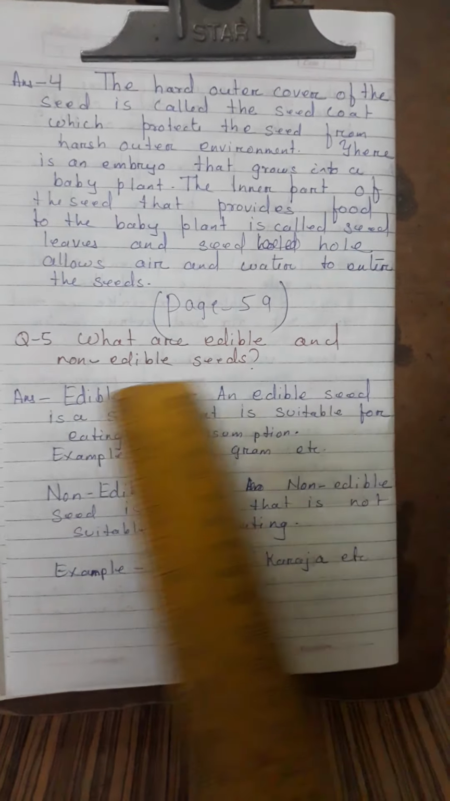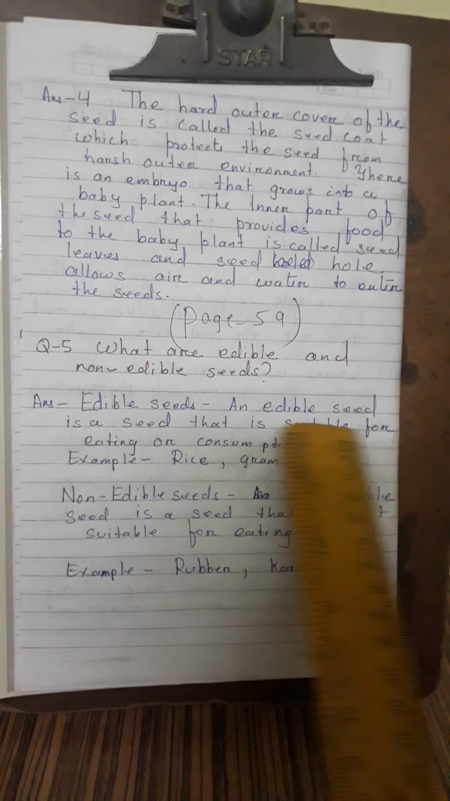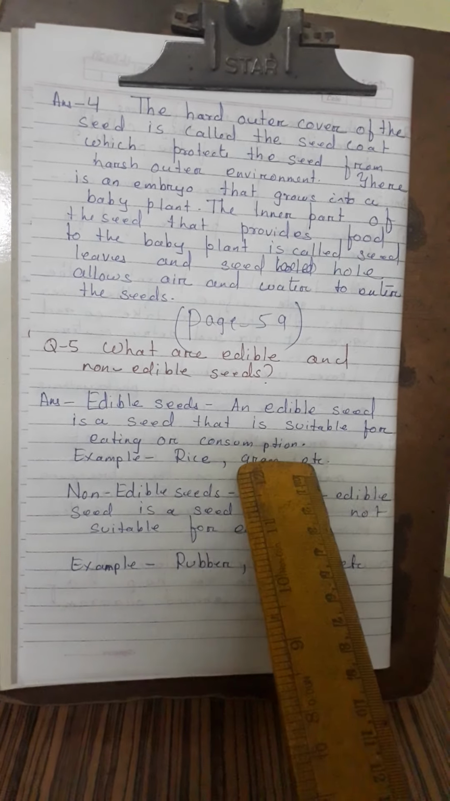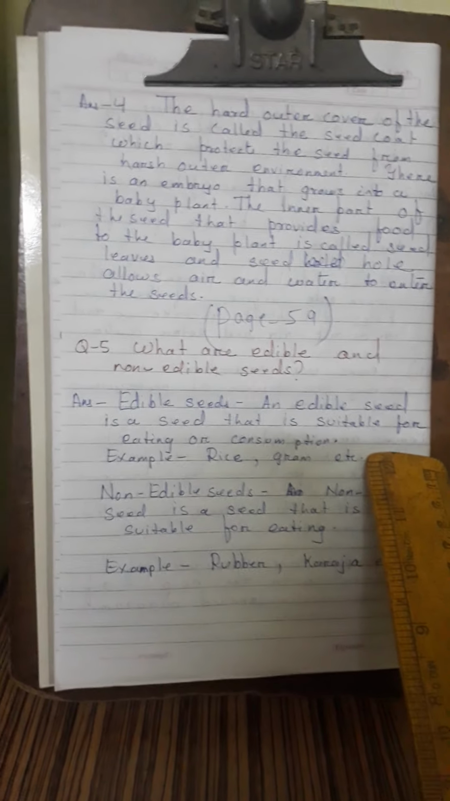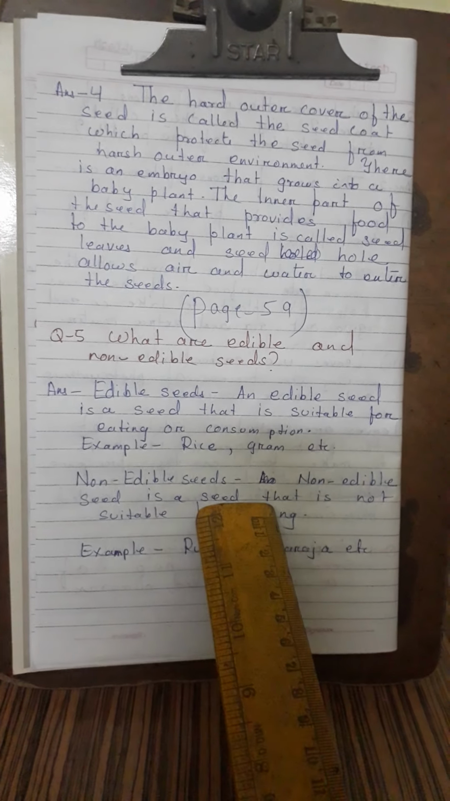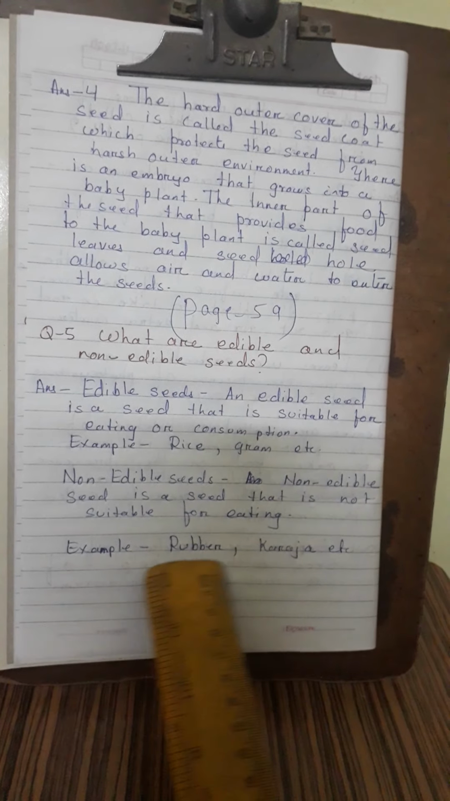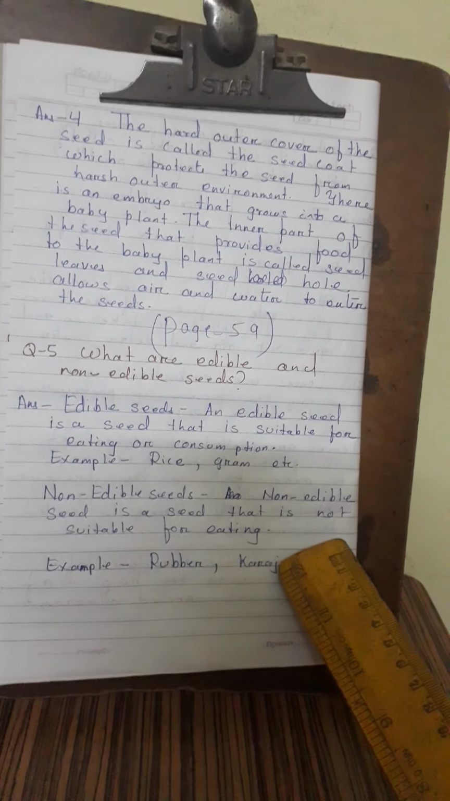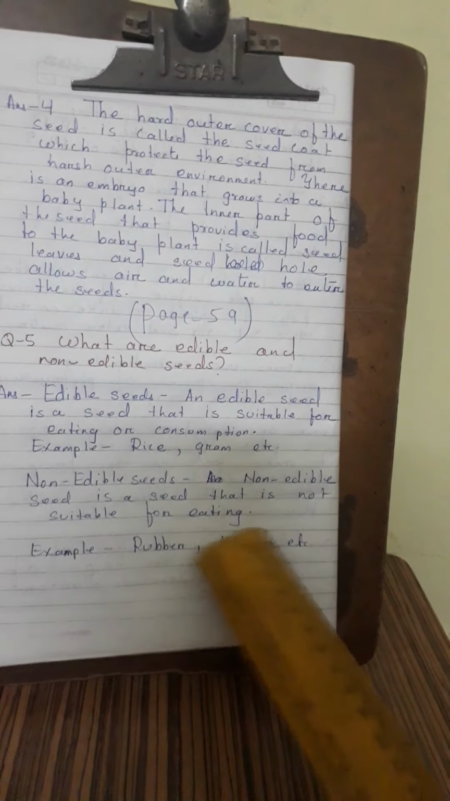What are edible and non-edible seeds? An edible seed is a seed that is suitable for eating or consumption. Example: rice, gram, etc. The seeds which we can eat. Next, non-edible seed. A non-edible seed is a seed that is not suitable for eating, that we do not eat. Example: rubber, karanj, etc. This is a karanj plant, and this is a rubber plant, whose seeds we do not eat.